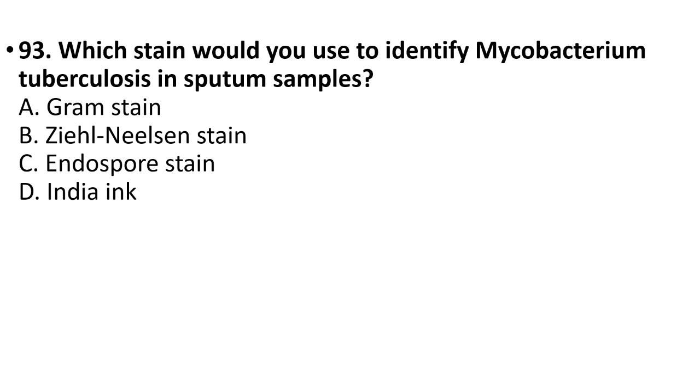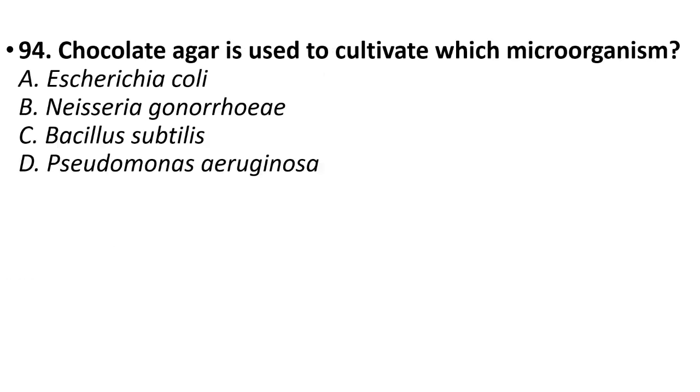93. Which stain would you use to identify Mycobacterium tuberculosis in sputum samples? Gram stain, Ziehl-Neelsen stain, endospore stain, Indian ink. Your answer is option B. Ziehl-Neelsen stain. 94. Chocolate agar is used to cultivate which microorganisms? E. coli, Neisseria gonorrhoeae, Bacillus subtilis, Pseudomonas aeruginosa. Your answer is option B.